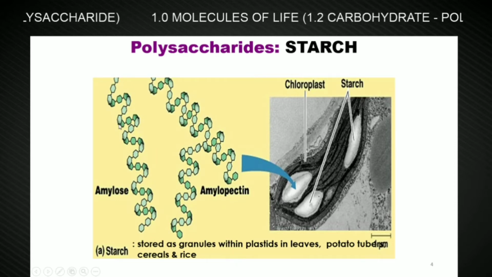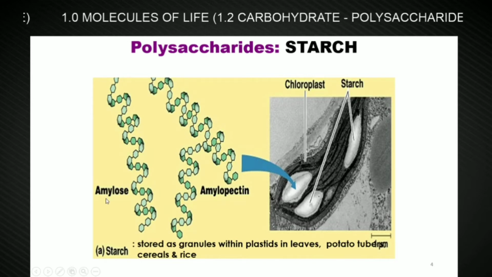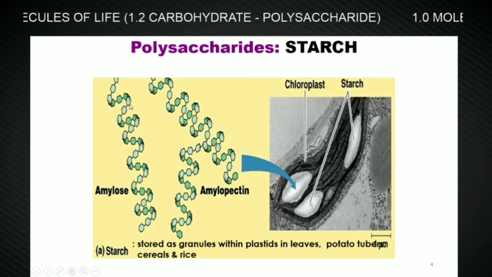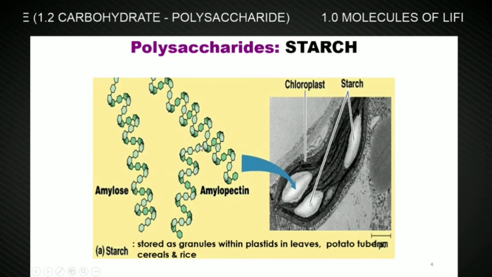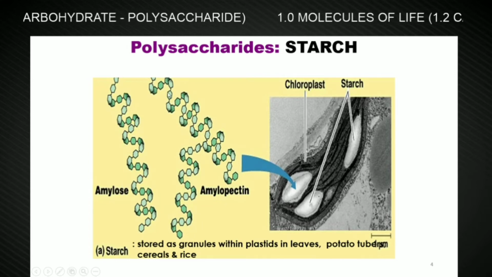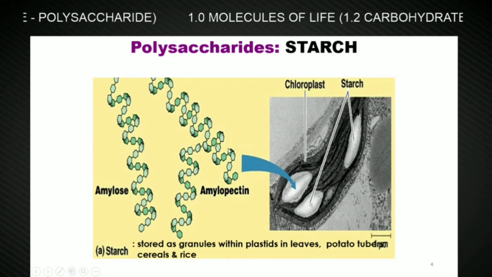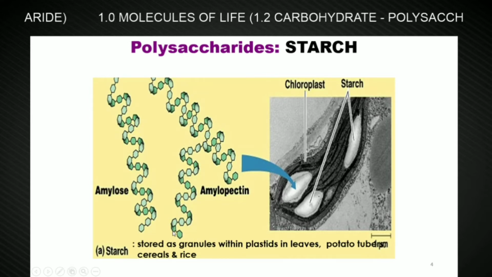So look at here, starch, we have two, amylose and amylopectin. How to differentiate between amylose and amylopectin? Look at the chain. For amylose, there is no branch. But for amylopectin, there's a branch here. After around 30 monomers or 30 alpha glucose, then have the branch.